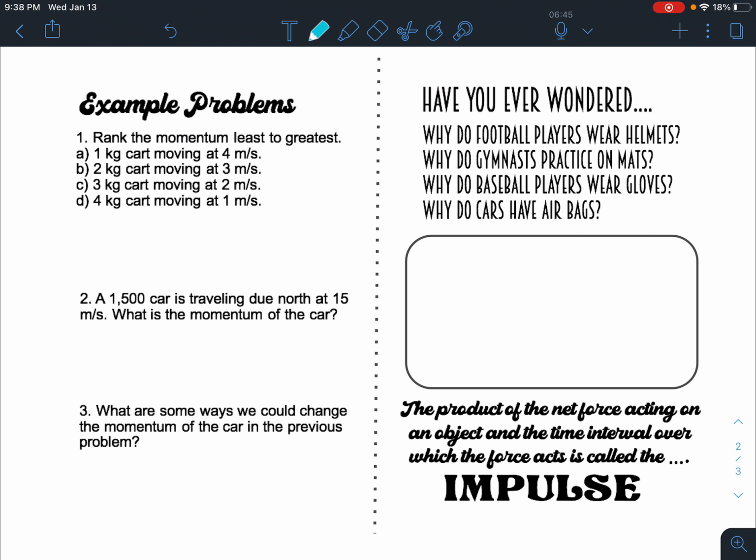All right, let's keep going. What I want you to do now is take a second, pause the video, work out these example problems, and then unpause it.